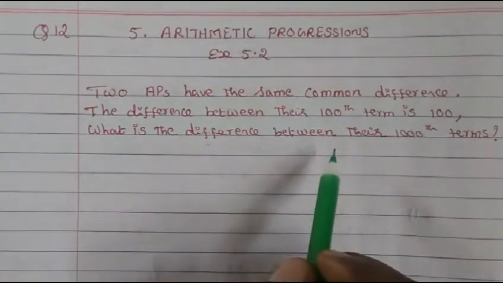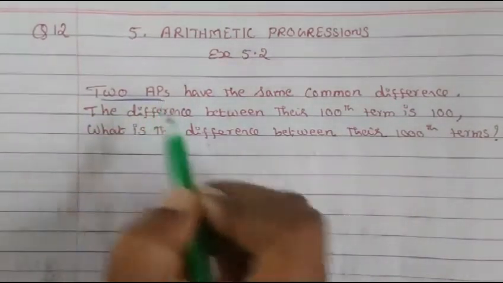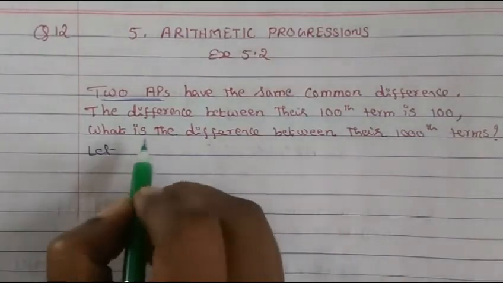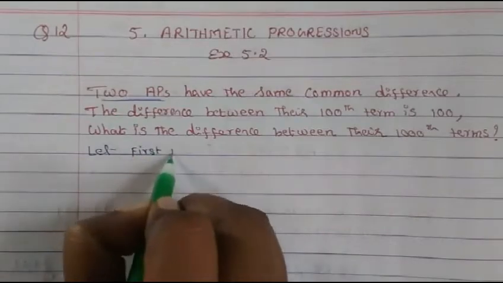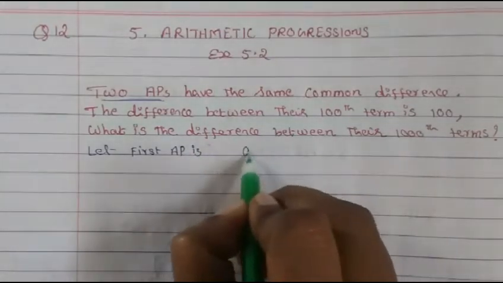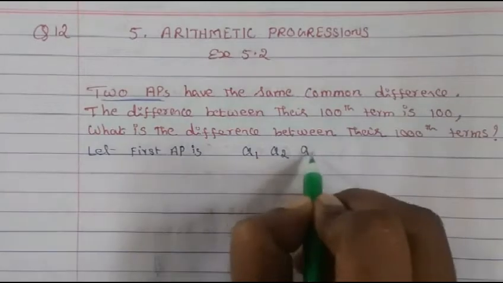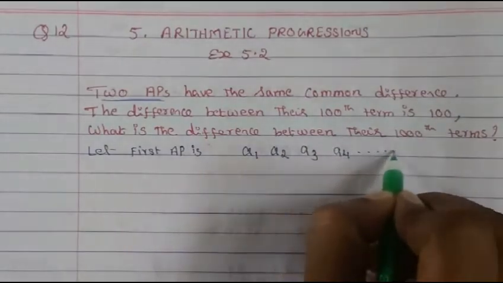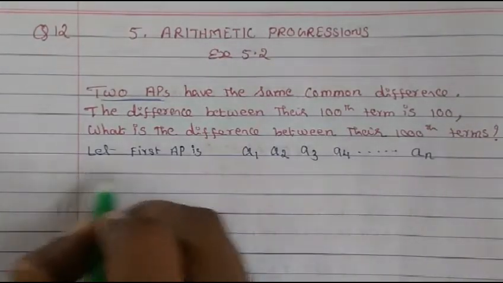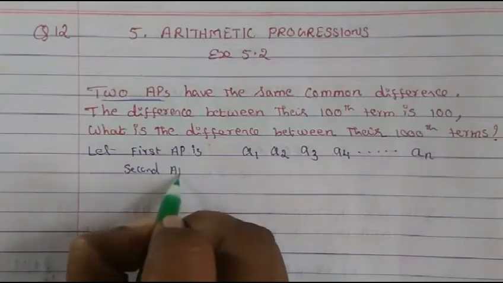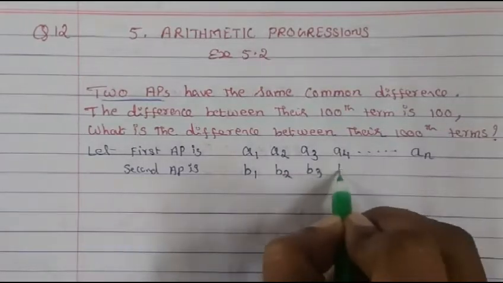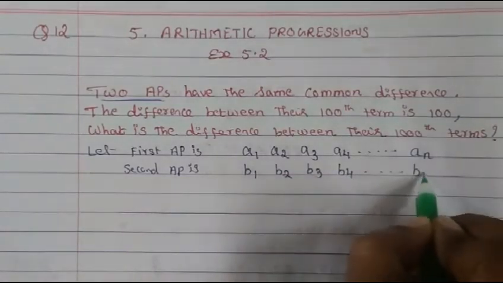So let's try to understand. There are two APs. They are not given to us, so let's consider them. Let the first AP be A1, A2, A3, A4, and so on up to An. Okay, this is our first AP. And then the second AP is B1, B2, B3, B4, and so on up to Bn.